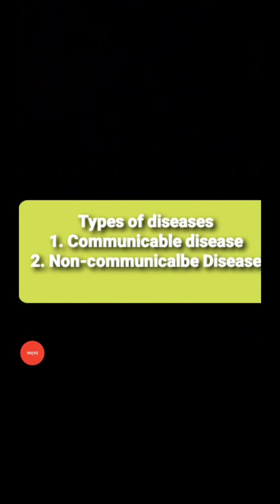All the diseases can be divided into two major categories, namely the communicable diseases and the non-communicable diseases. The diseases that spread from one living being to another are called communicable diseases, and the diseases which cannot be transferred from one living being to another are known as non-communicable diseases. We'll be discussing these two types of diseases further.